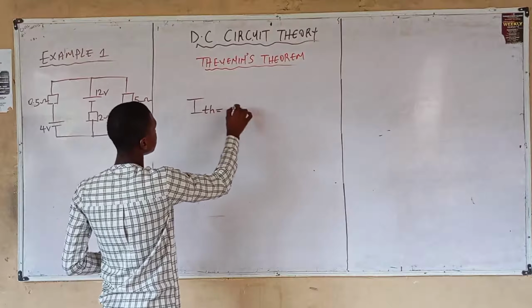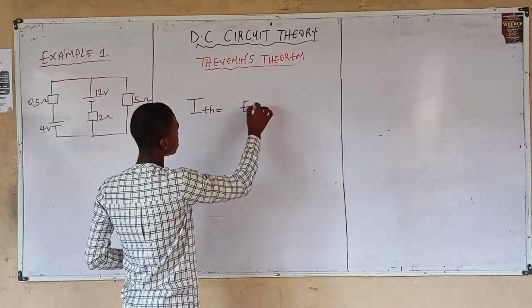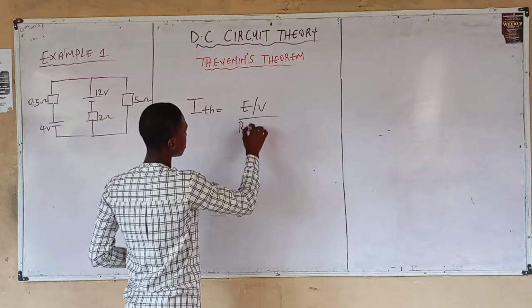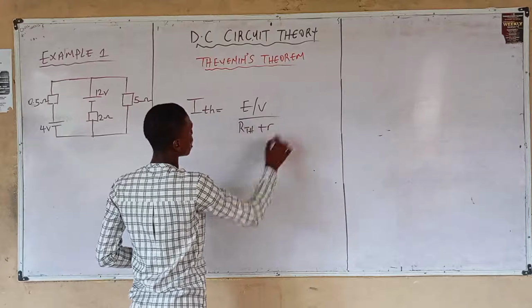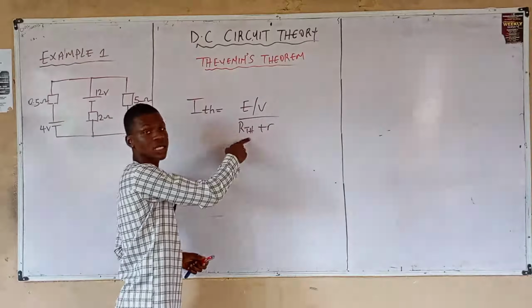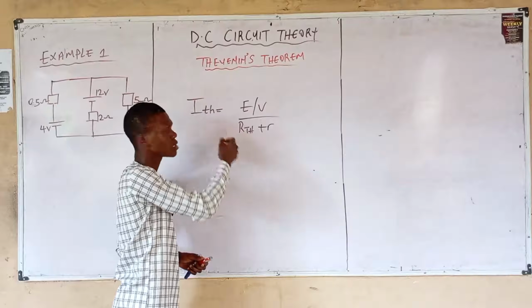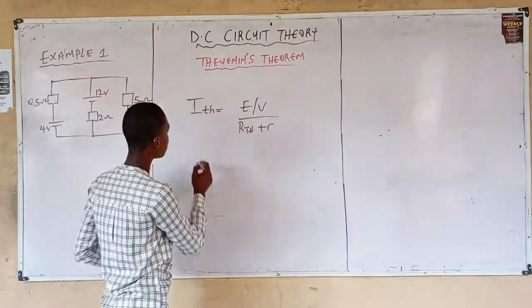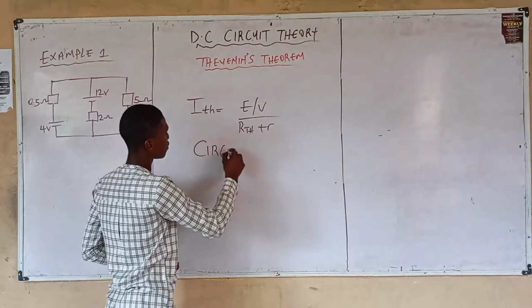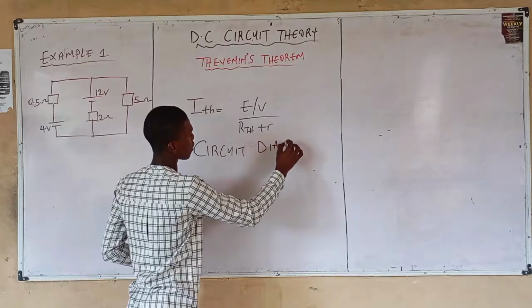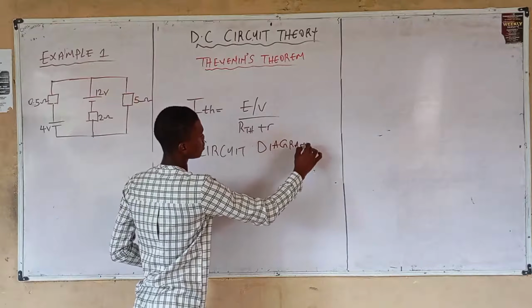I Thevenin is equal to the voltage, which is E or V, divided by RTH plus R, where E is the voltage source, RTH is the equivalent resistance, while R is the load resistor. The circuit diagram for Thevenin's theorem.